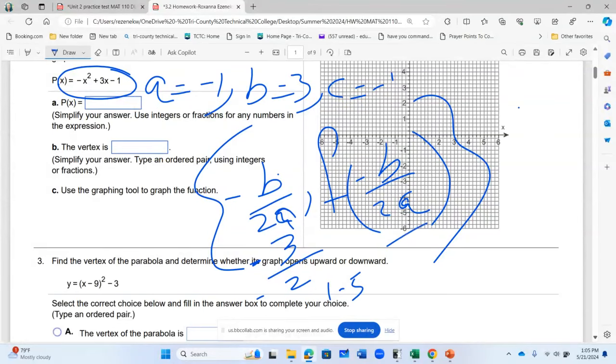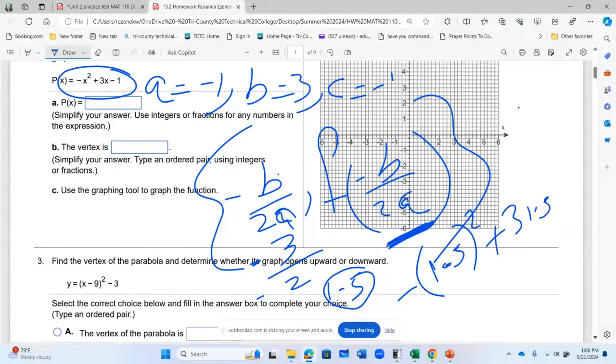And then what this is saying is substitute your x coordinate in the original function. Wherever I see x, I put 1.5 squared plus 3 times 1.5 minus 1. When you simplify this, your answer is going to be 1.25.